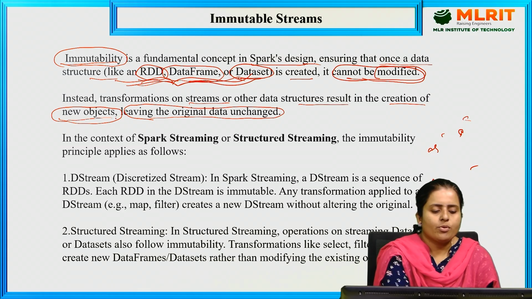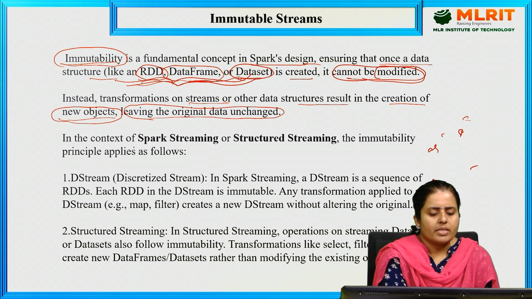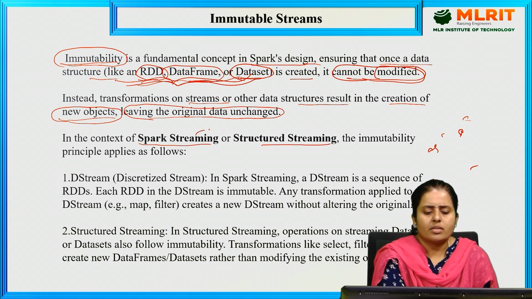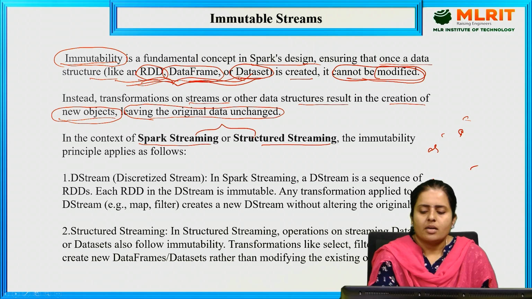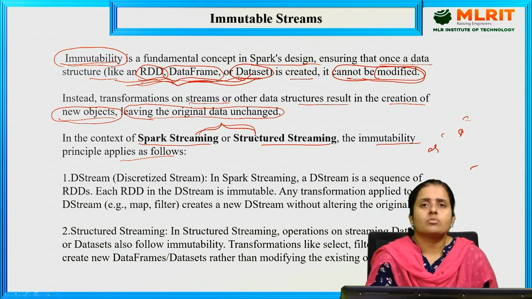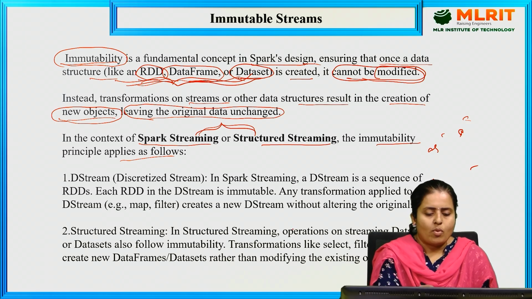We may get new objects. Next, in the context of Spark Streaming or Structured Streaming, these two are the models in Apache Spark. The immutability principle applies as follows. How does this immutability concept work in these two streaming models? Now let's move on to each one by one.